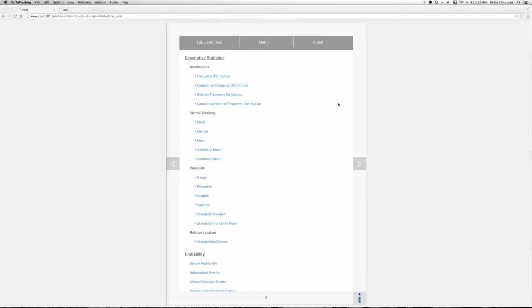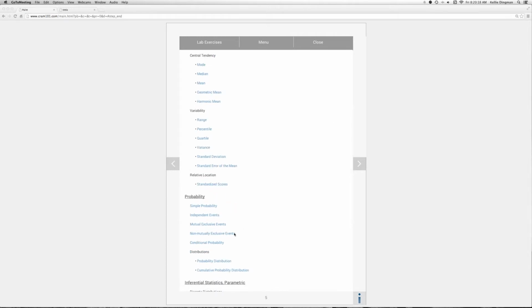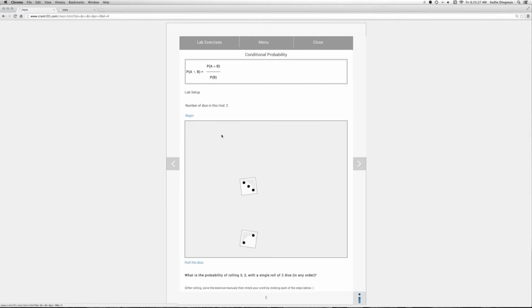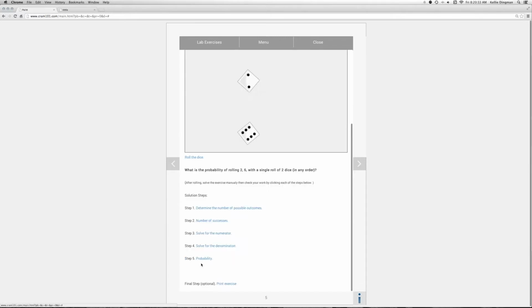So this is the lab menu for Cram 101 on stats. We're going to go down to probabilities, and the one we're working on today is conditional probability. Click on that. And the first thing it does is ask us to go ahead and start the dice roll. Okay, so we're using two dice in this particular trial. We can re-roll the dice if we don't like the roll.